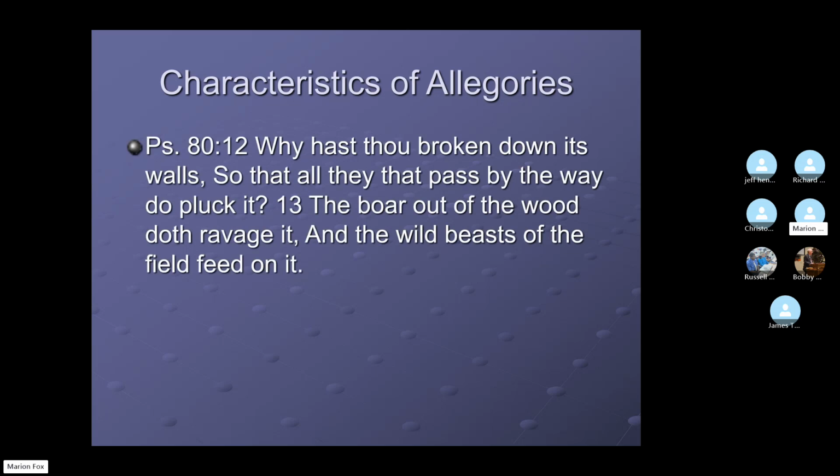Why hast thou broken down its walls, so that all they that pass by the way do pluck it? The boar out of the wood doth ravage it, and the wild beasts of the field feed on it. So now this vine he's talking about, it was designed, okay?